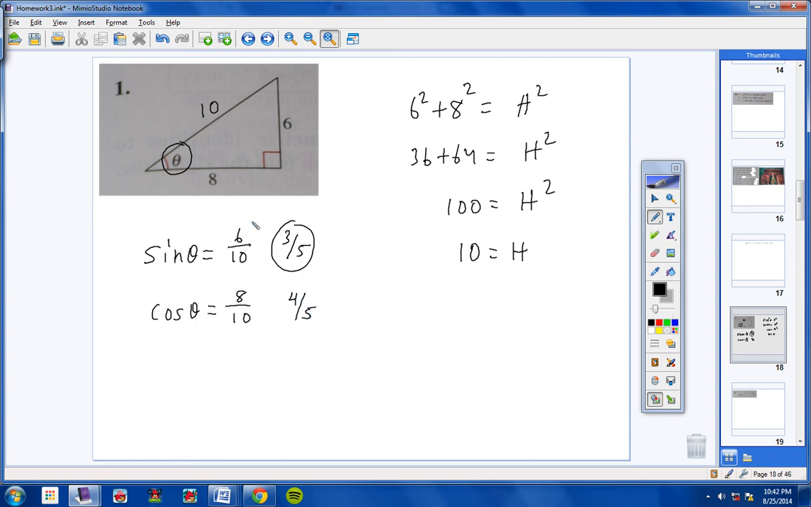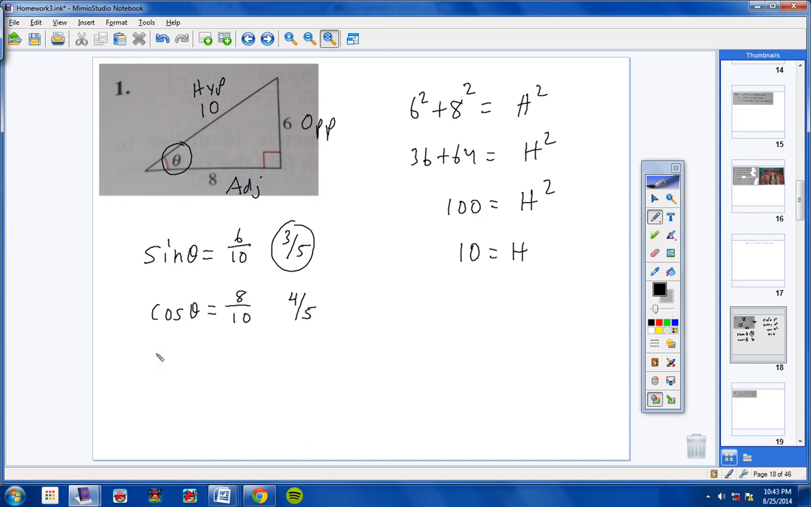I guess I should stop and say this. If we're dealing with this angle here, let's go ahead and label our 3 sides. Go straight across. This is our opposite side. Here's the right angle. Go straight across. This is our hypotenuse side. And the third side left over has to be your adjacent side. Okay?